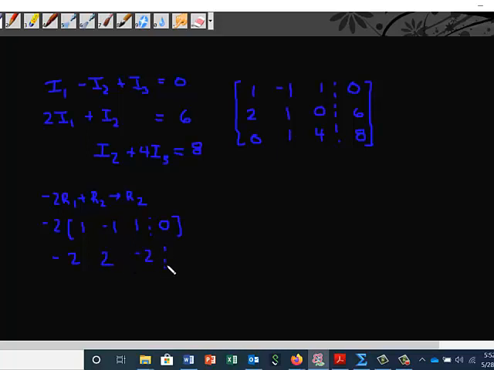-2, okay? And so this will be 2, 1, 0, and 6. And so we will say 0, 3, -2, and +6. That is our new row 2. So we'll write this again, including our new row 2, and the first row and the third row will stay the same for now.